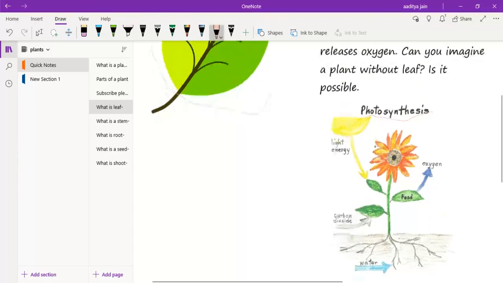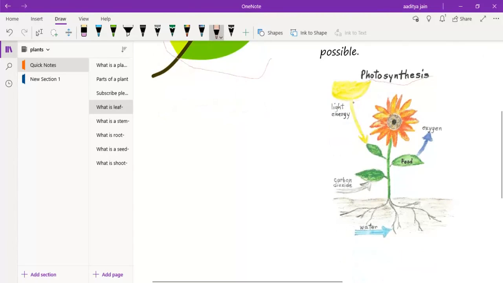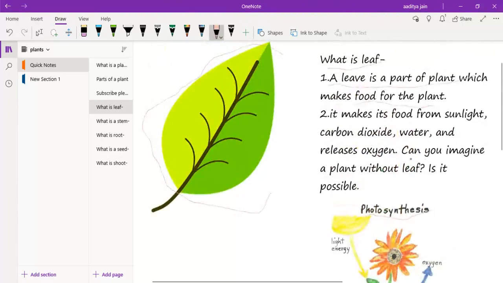So kids, how does a leaf make its food? It uses the sunlight as energy to make its food. It uses water and carbon dioxide. So kids, can you imagine your life without a kitchen? Never, I think, because you will not be able to survive. You will not get food. Similarly, if the plant does not have a leaf, it will die.